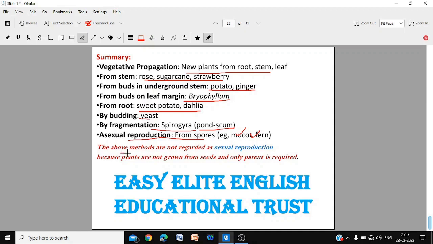The above methods are not regarded as sexual reproduction because only one plant is required. We use only one plant. And secondly, we are not growing plants from seeds. When plants are not grown from seeds and only one parent plant is needed, it is not regarded as sexual reproduction.